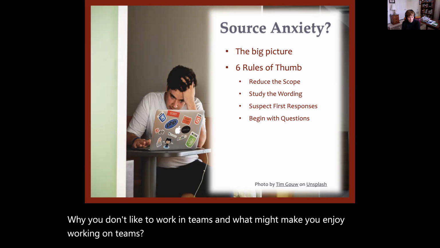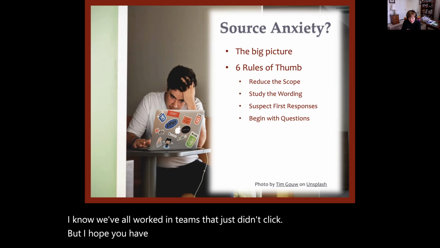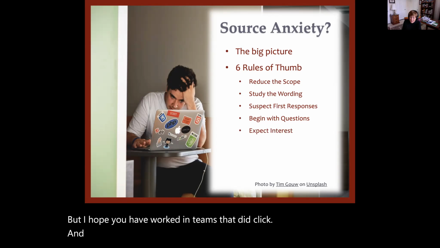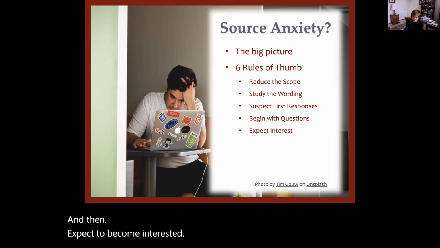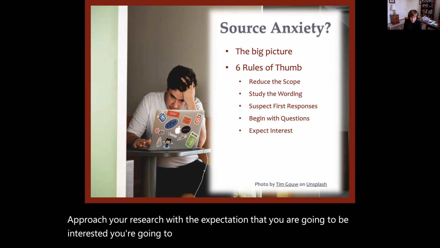I know we've all worked in teams that just didn't click, but I hope you have worked in teams that did click. And then expect to become interested. Approach your research with the expectation that you are going to be interested, you're going to learn something, and you're going to be in a discovery process.